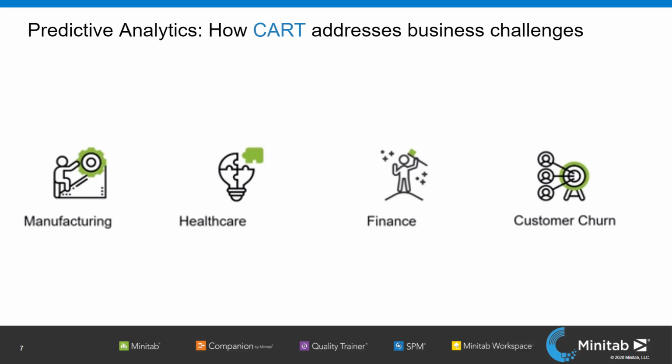Now, CART can also be used in finance. A multinational financial services firm experienced an unacceptably high rate of credit card defaults. So this algorithm helped this financial services company identify the customer characteristics that were associated with the default and developed profiles which were used to anticipate higher risk clients.